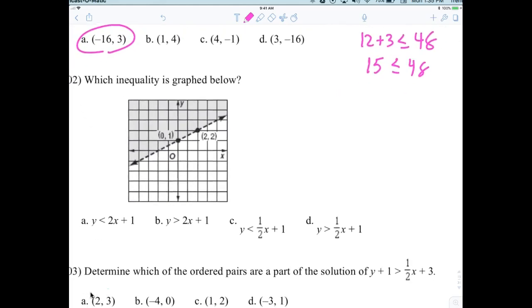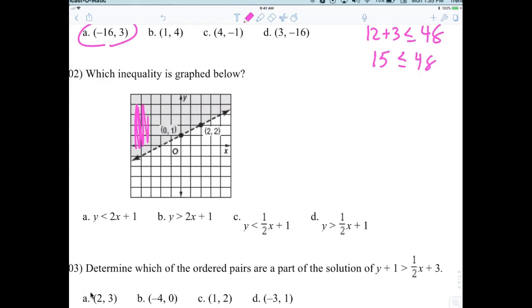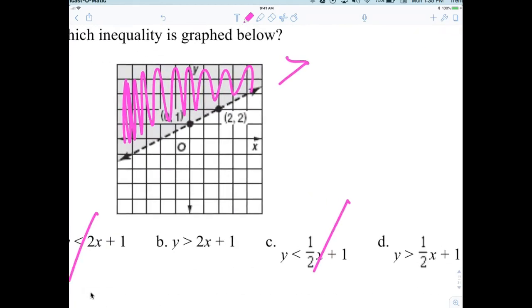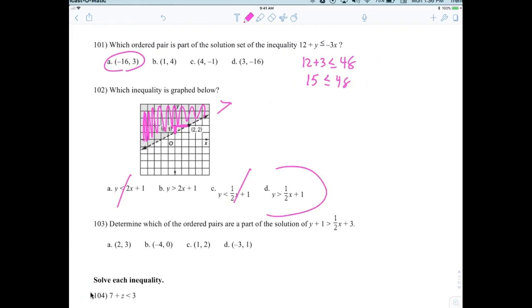Now, in this case right here, we know we're shaded above, so that means greater than. Right off the bat, I know it's not A or C. Now I'm looking for a slope. I went up 1 and over 2, correct? Up 1 and over 2 means the slope is 1/2, right? So my answer has to be D.